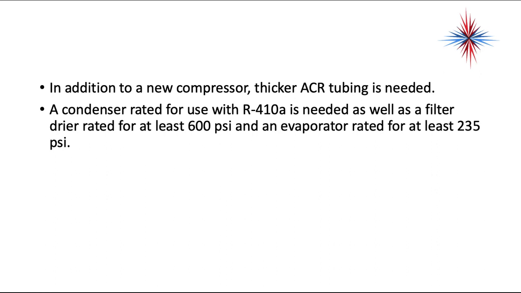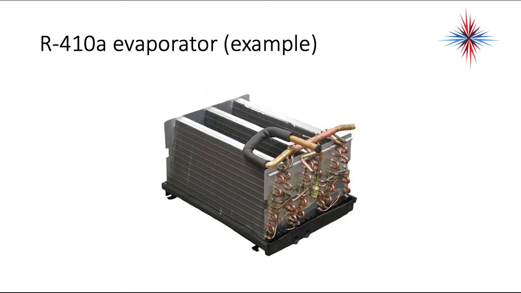In addition to the new compressor, thicker ACR tubing is needed. A condenser rated for use with 410A is needed, as well as a filter dryer rated for at least 600 psi and an evaporator rated for at least 235 psi. So R-410A evaporators are made of thicker material than R-22 evaporators.